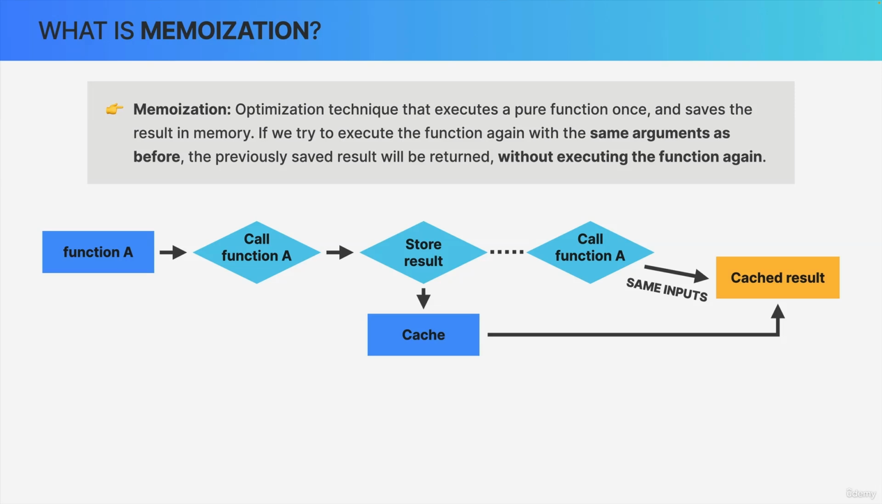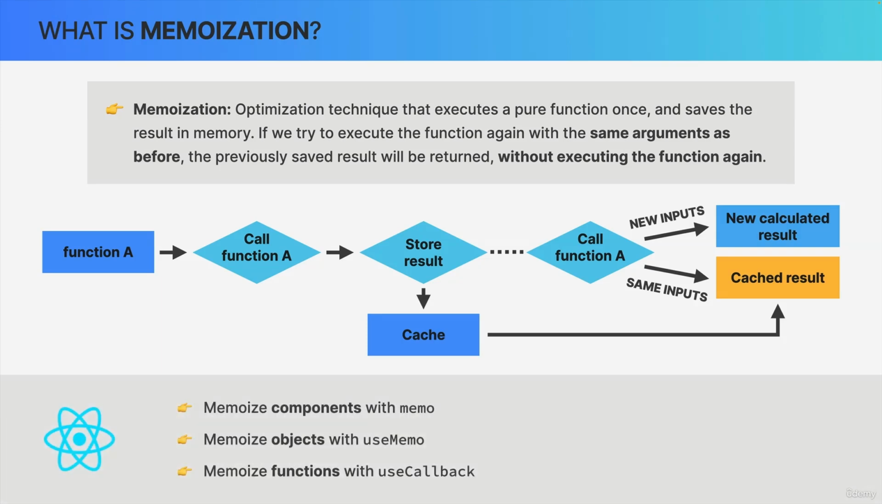On the other hand, if the inputs are different, then of course the function will simply be executed again. So that's the concept of memoization. But you might be wondering what this has to do with React. Well, in React, we can use this technique to optimize our applications. So we can use the memo function to memoize components with exactly this principle, and we can use the useMemo and useCallback hooks to memoize objects and functions. And doing so will help us prevent wasted renders and improve the overall application speed.